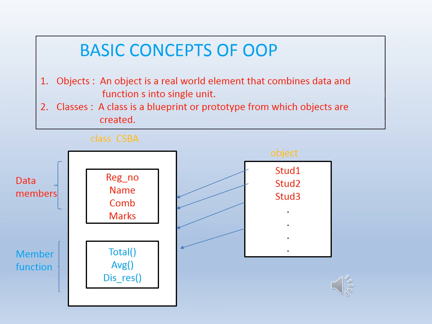So we will see what is class and object. Observe the figure. For example, I have a class like CSBA. What are the things there? I will have register number, name, combination and marks. This is data, also called data members. Then total, average, display result, these are functions. This is also called methods.